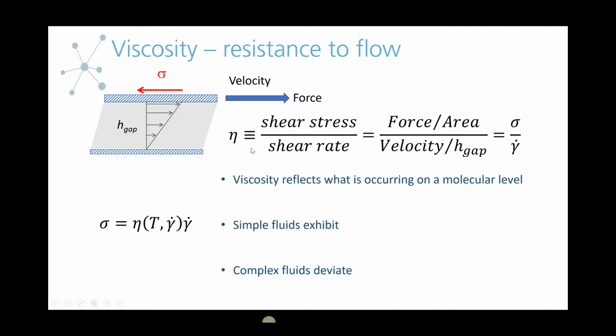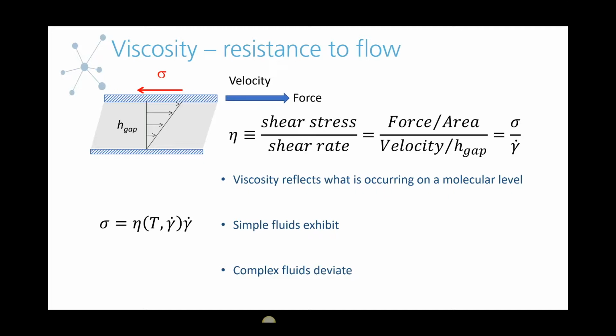And depending on the resistance of the fluid to the flow, it's going to require a particular force. And so to calculate the viscosity, we're just looking at the force required per unit area, the area being the area that's in contact with the fluid, divided by the shear rate, which is in this particular geometry just defined as the velocity divided by the gap. So this is the simple definition of viscosity and how it is calculated.